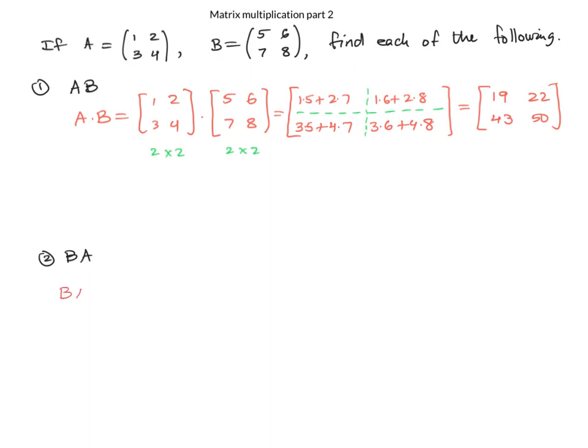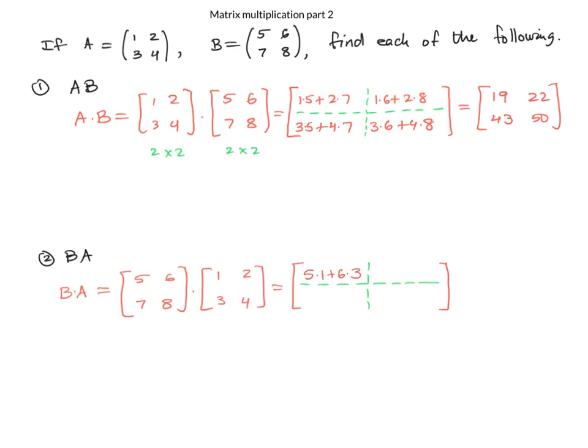So now let's do B times A. To do B times A, that reverses the order. So B times A is going to equal, first the 5, 6, 7, 8 matrix, and then times the 1, 2, 3, 4 matrix. And again, I'm going to create another new 2 by 2 matrix with dotted lines to separate out the work. And so the first row, first column will be 5 times 1 plus 6 times 3. And then the first row, second column will be 5 times 2 plus 6 times 4. And then the second row, first column will be 7 times 1 plus 8 times 3. And the second row, second column, the only one left, is 7 times 2 plus 8 times 4.